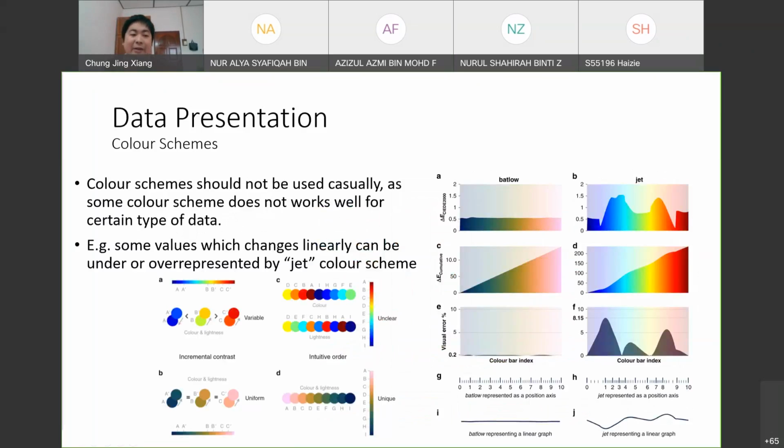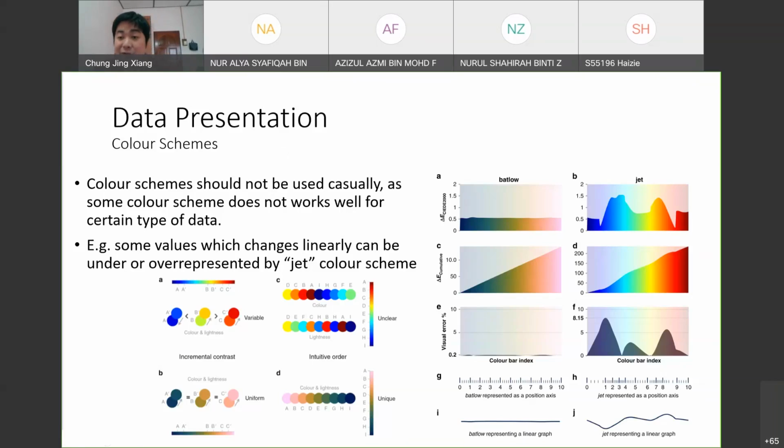Next, we have to remember, like I told you just now, a color scheme should not be used casually, because some color schemes might not work well for certain data types. Obviously, like the old lady picture, the earth and the apple. So when you want to paint the color, you cannot simply use any color scheme you want. For example, if values change linearly, like 1, 2, 3, 4, 5, 6 until 10, and you use the wrong color scheme, some values might be underrepresented or overrepresented.